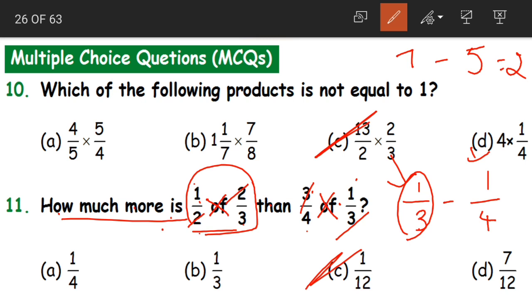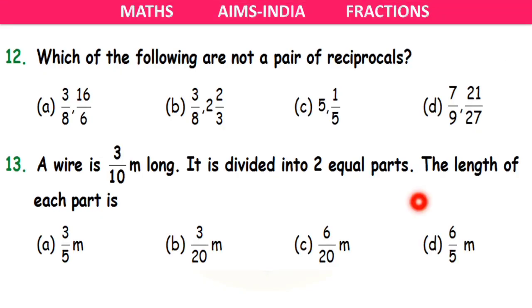The 1 by 2 of 2 by 3 is 1 by 12 more than 3 by 4 of 1 by 3. Clear students how to solve this question? First we multiplied, found out the products, and then we found out the difference. Yes? Moving on to the next question.